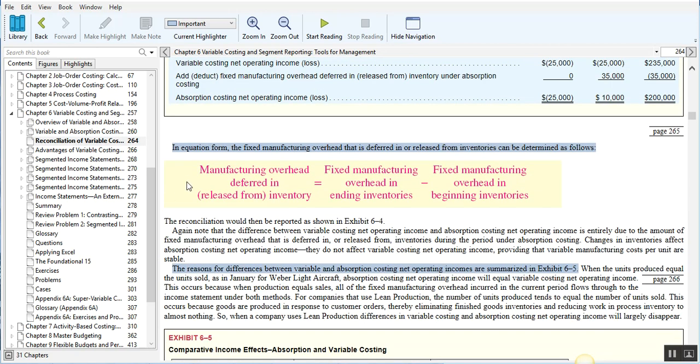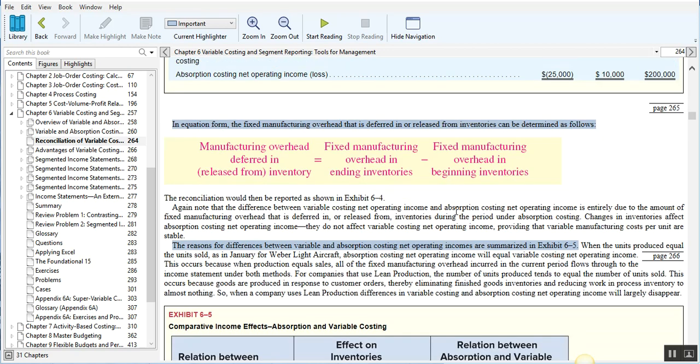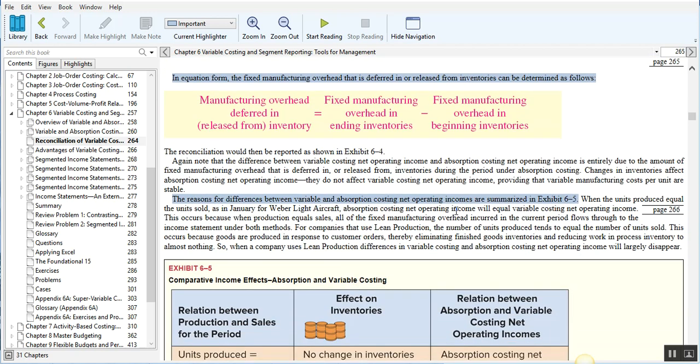Actually, the formula here is pretty good. The fixed overhead deferred or released from inventory is equal to the fixed overhead in ending inventories minus the fixed manufacturing overhead in beginning inventories. So that's a simple calculation. Just remember that when we're looking at that, manufacturing overhead deferred or released from inventory is equal to the fixed manufacturing overhead in ending inventories minus the fixed manufacturing overhead in beginning inventories.